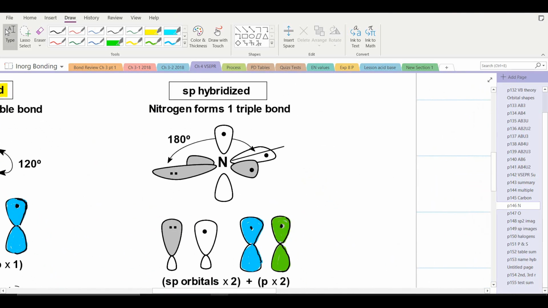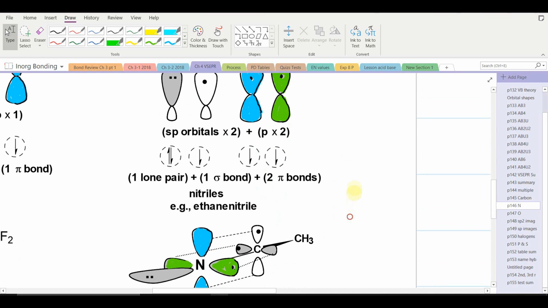So if nitrogen is sp hybridized, recall that sp hybridized atoms are in fact linear. So it'll have one non-bonded pair of electrons and then one sigma bond, and that's linear. Then we'll have two unhybridized orbitals. There'll be a pz orbital above and below the plane, and the py orbital side to side. So now it can form a triple bond.